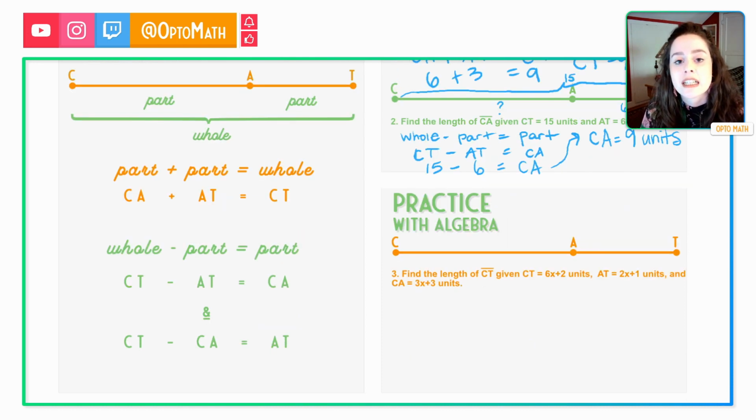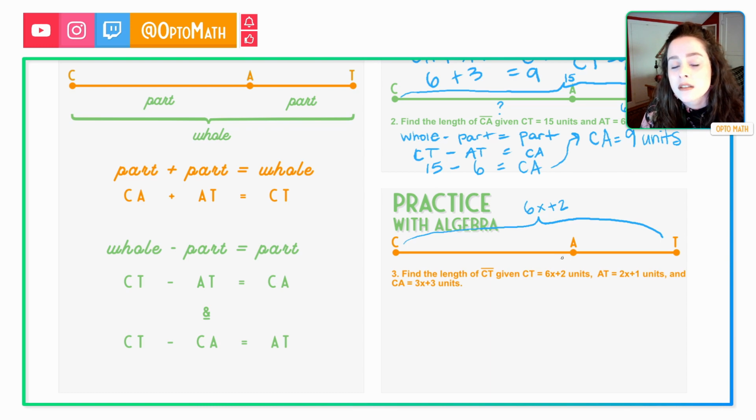Finally, we have a practice problem with algebra. Number 3 says, find the length of CT, so this is the whole, so another part plus part equals whole, given CT is 6x plus 2 units, AT is 2x plus 1 units, and CA is 3x plus 3 units. So we know that it's going to be part plus part equals whole because we're trying to find CT. So this is our question, but it's also given to us as an algebraic expression. We just need to find out the numerical value, so the actual length.